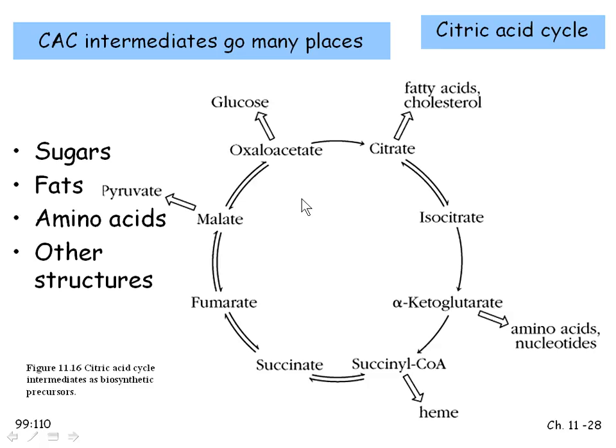So altogether, the intermediates from the citric acid cycle can go to all the major groups. They can end up in fatty acids, they can end up in proteins, they can end up in nucleic acids, and they can end up in carbohydrates, all 4 groups.